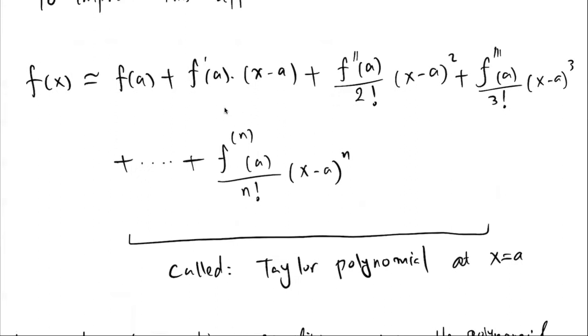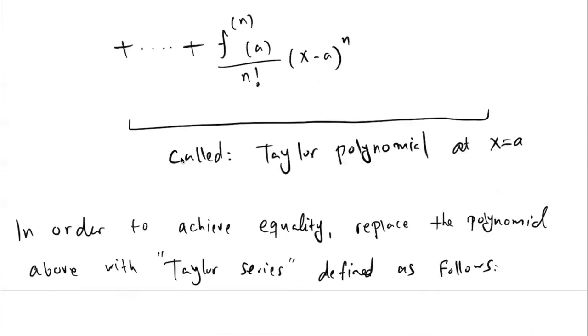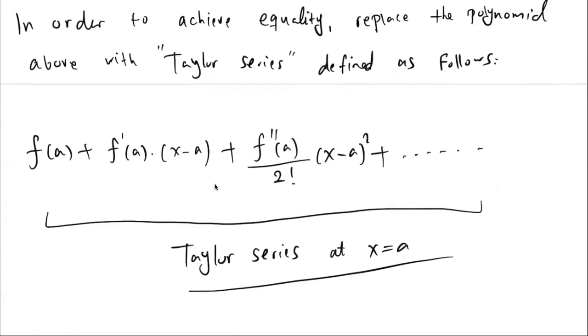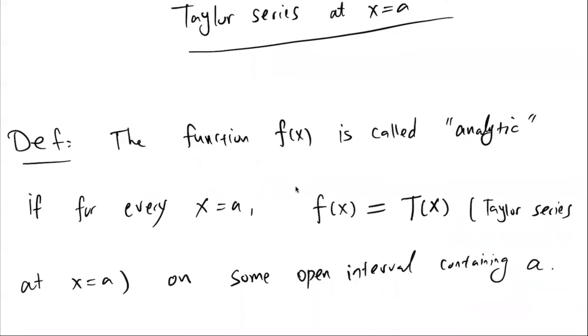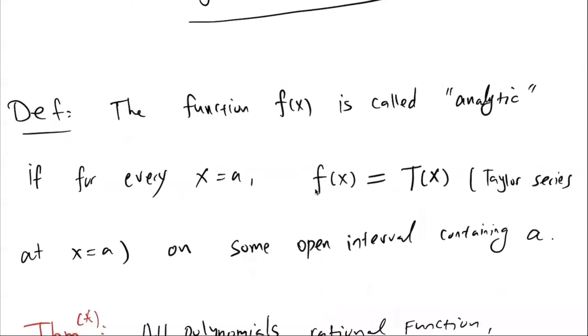Analytic function means a function such that the function and the Taylor series are exactly equal, and the equality must happen on some open interval containing a, which means a little bit to the left and a little bit to the right of a. So in mathematics, when we want to talk about an interval that contains both sides of a, a little bit to the left and a little bit to the right, we would say an open interval containing a. So if f of x and the Taylor series are exactly equal, a little bit to the left and a little bit to the right of a, then we say that f of x is analytic.